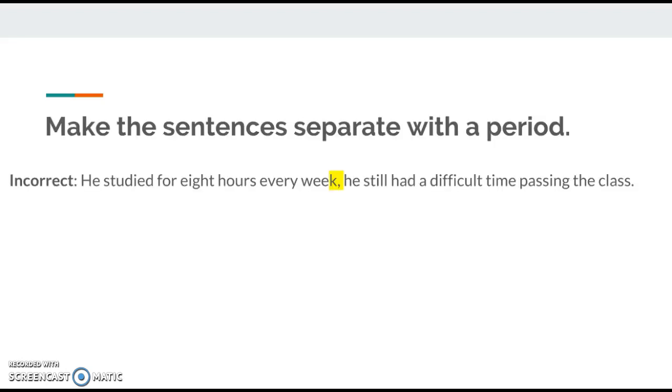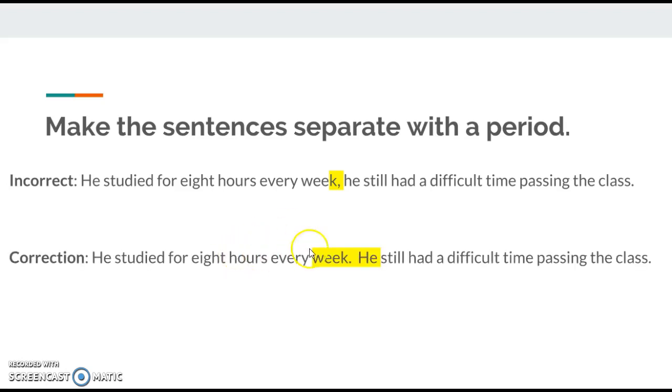So here's the first way. We have the incorrect sentence. He studied for 8 hours every week, he still had a difficult time passing the class. We can correct this by simply adding a period at the end of the first independent clause and then separating the second sentence.